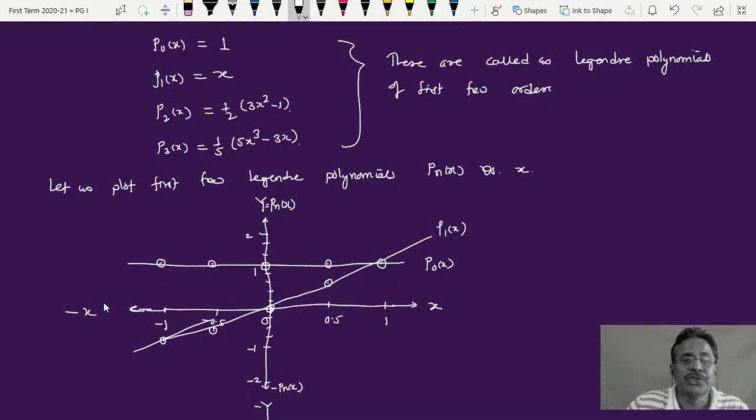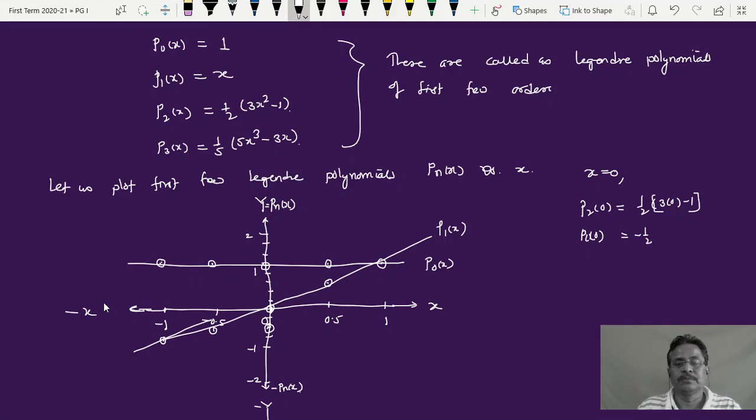Now put x is equal to 0. When I put x is equal to 0, now what will happen? P2 of 0 is equal to, now this is 1 half, 3 into 0 minus 1. So how much is it? 3 into 0 is 0, minus 1 is minus 1 upon 2. So I'll get this value to be minus half. So P2 of 0 is equal to minus half. That means when I put x is equal to 0, I'll get this value to be here somewhere. Minus half means half of this.